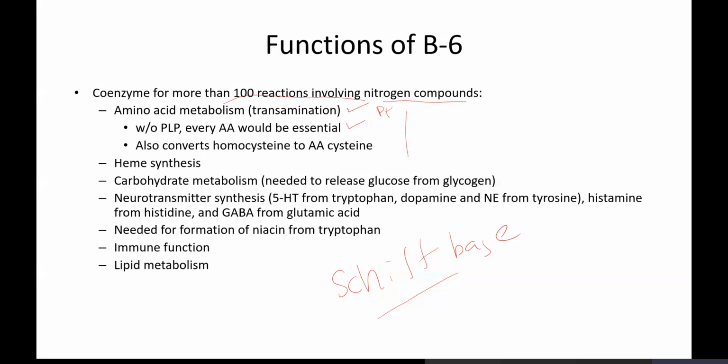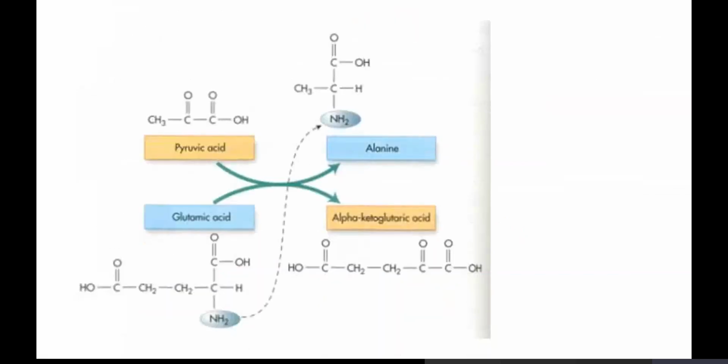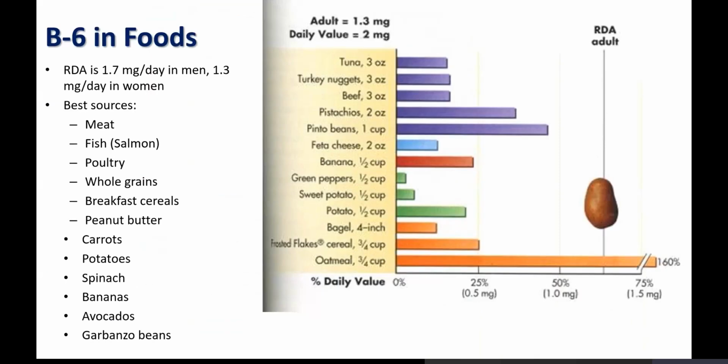There are many immunity building functions that happen only in the presence of this coenzyme. There are also many lipid metabolism reactions. So this is the reaction that I explained. So what is the occurrence of this vitamin in the food?